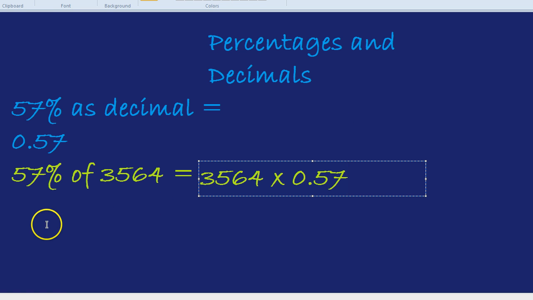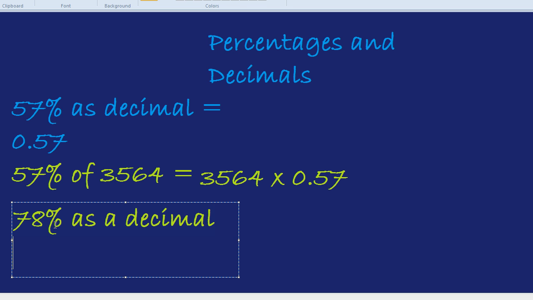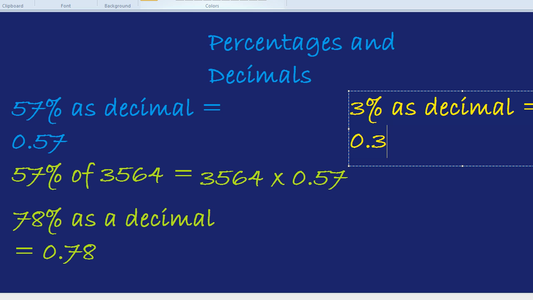Let's try another one just quickly. If they asked you what is 78% as a decimal, well, 78% as a decimal equals 0.78. Well, this is one that a lot of people sometimes can make mistakes on. What about if we had something like, what is 3% as a decimal? Now notice it's not 0.3%. Why not? Because that would be the exact same as 0.30, which is 30%.